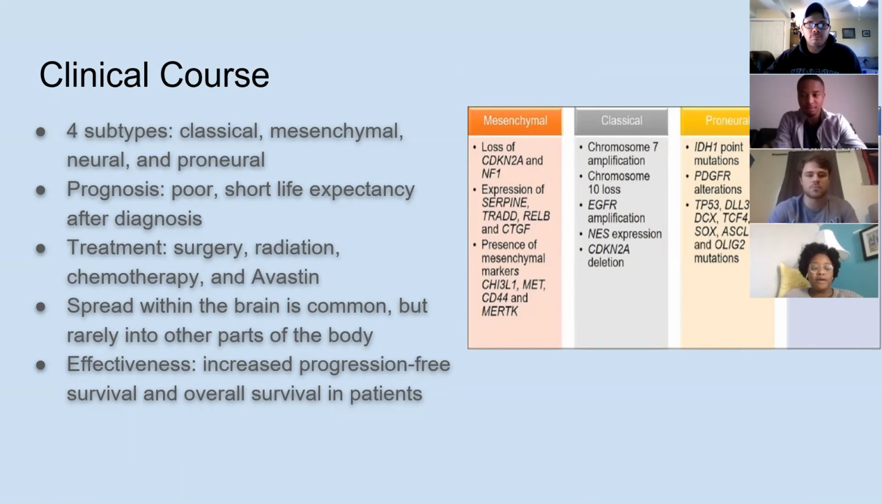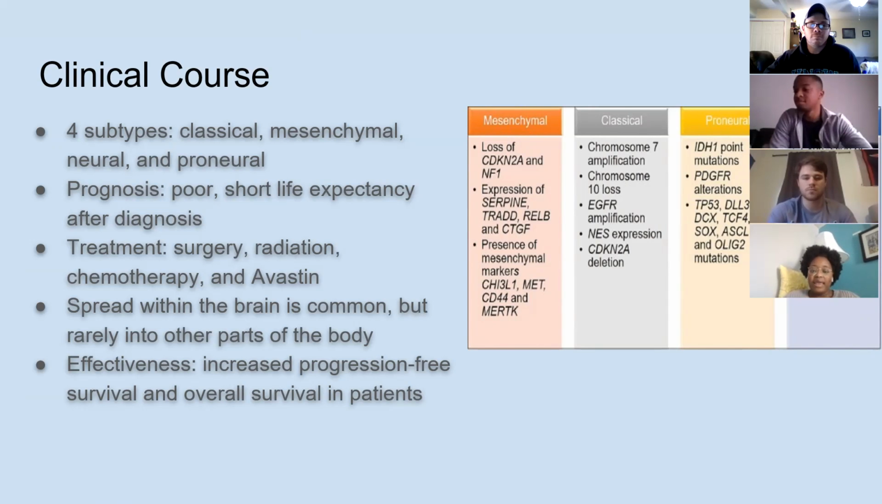Because it spreads into the tissue surrounding the tumor, it kind of spikes out and makes it hard to remove. So radiation and chemotherapy are the next treatments to decrease the size of the tumor and remove as much of it from the brain as possible. And Avastin is also used. It is an anti-angiogenic drug, and so it helps cut off the blood supply to the brain's tumor and also, unfortunately, to the normal cells around the tumor.